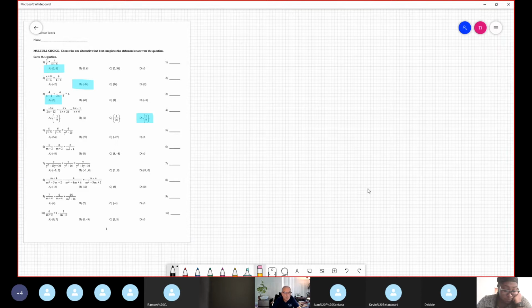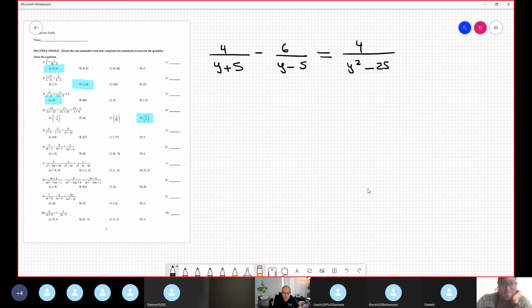Number 5: 4 over y plus 5, minus 6 over y minus 5, equal 4 over y squared minus 25. Guys, this is the document I sent today in this email. Again, identification: rational equation. Why? Because the variable, the unknown, is located in the denominator, so you treat it like a fraction. Now I focus on the expressions in the denominator.